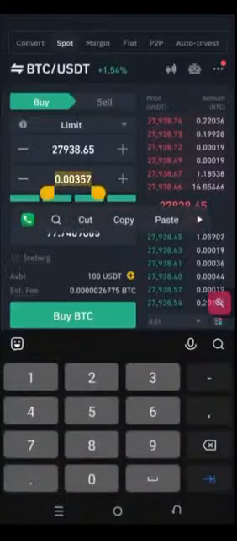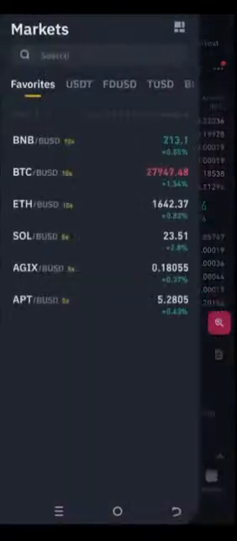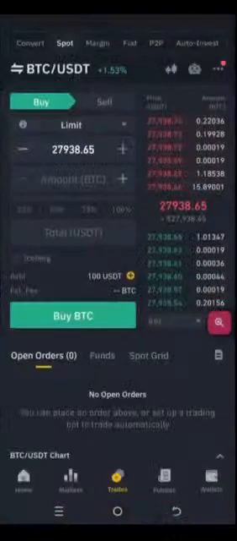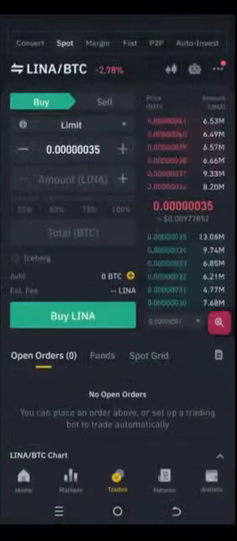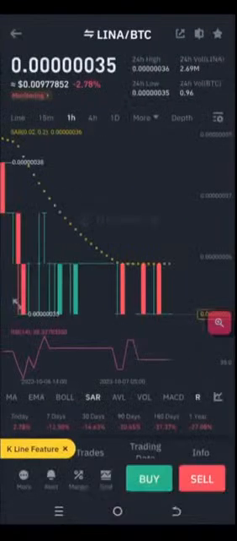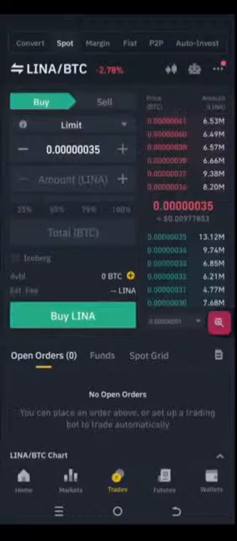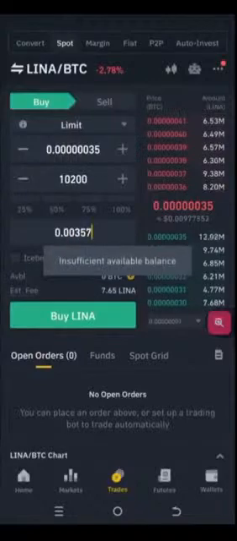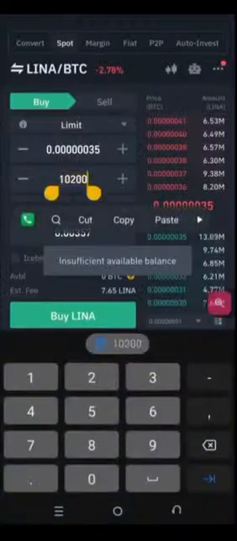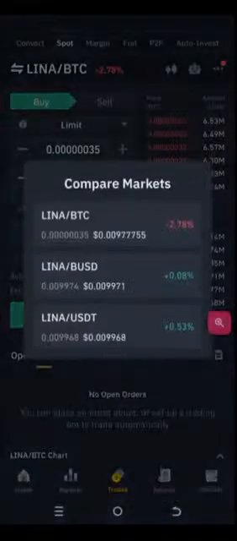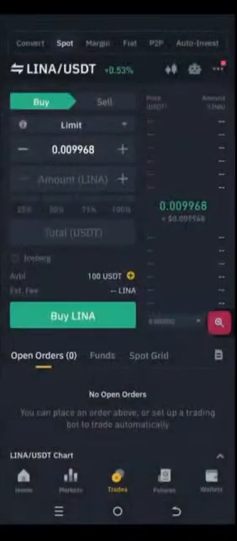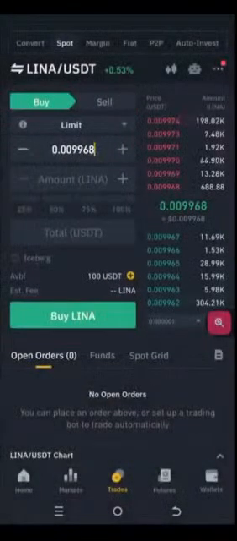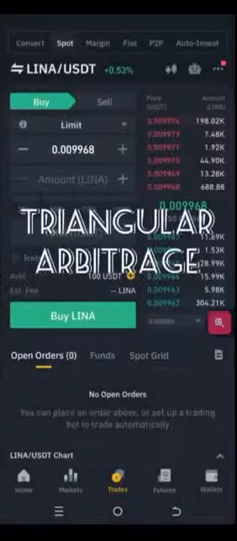Then let's copy it and then go to Lena BTC. Where are you? All right, here it is. Beautiful. I hope this is going to work for us because that's going to make it all make sense. Okay, so let's put that in here quickly and buy. Make it snappy. That's 10,200. Let's copy that and quickly go and see how much this will give us in Lena USDT. I hope this is going to work, right? By the way, this is triangular arbitrage.